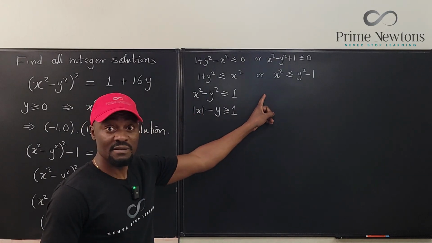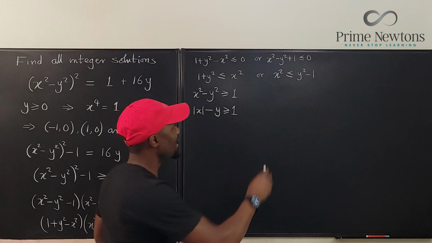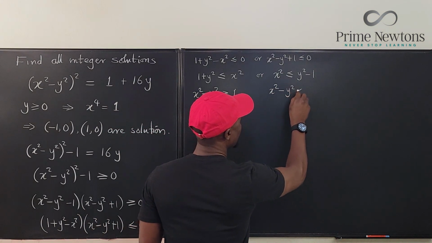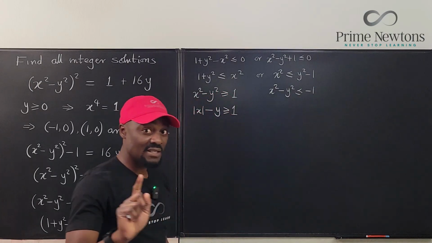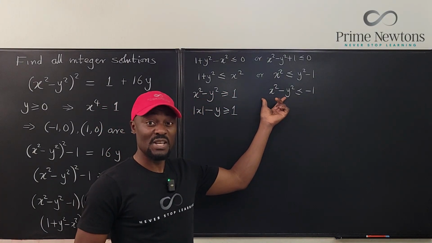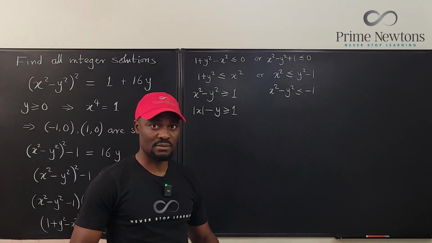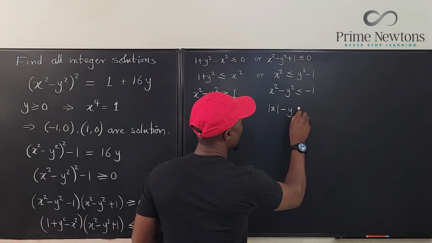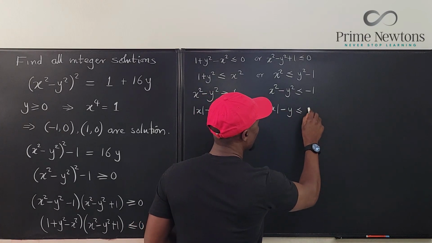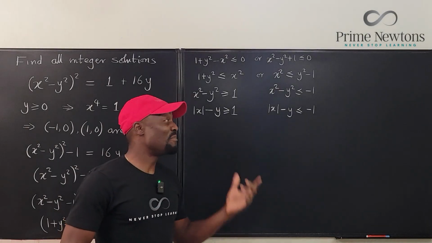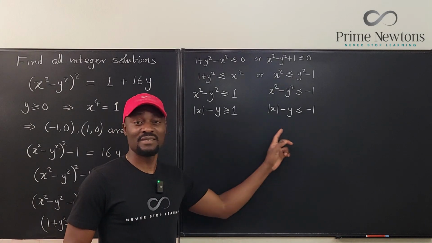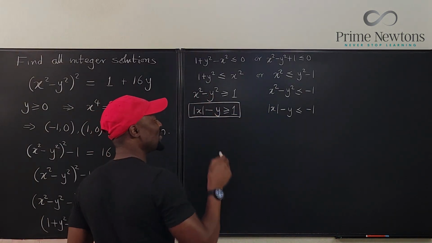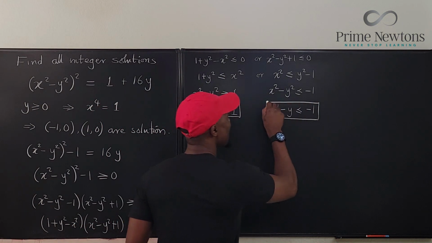Or the alternative here is the same thing. See, here, if I say that x squared minus y squared is less than or equal to minus 1, it means that the difference between these two numbers is also less than or equal to minus 1. So this is going to be the absolute value of x minus y is less than or equal to minus 1. This is the biggest key. This was what kept me waiting, because this is true. If this is true, this also is true if this is true.